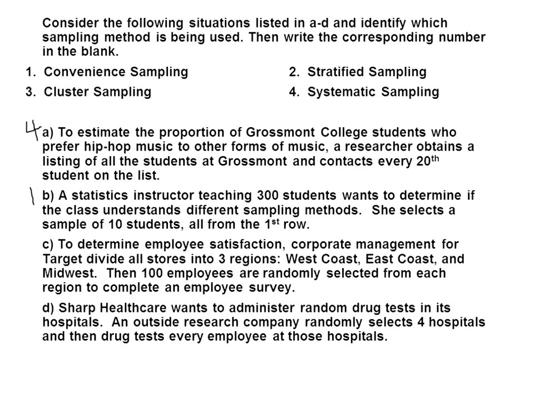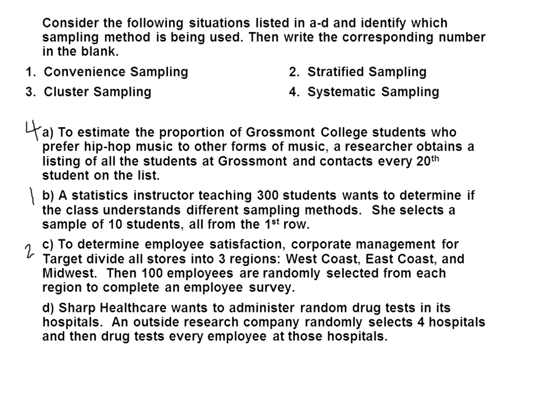So a statistics instructor teaching 300 students wants to determine if the class understands different sampling methods. So she just selects a sample of 10 students, and they're all from the first row, right? Because they're all probably closer. So yeah, that's convenient. All right, how about C? All right, so a lot of 2s. So 2 is the stratified sampling.